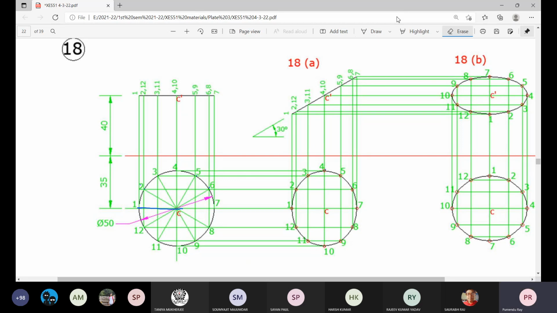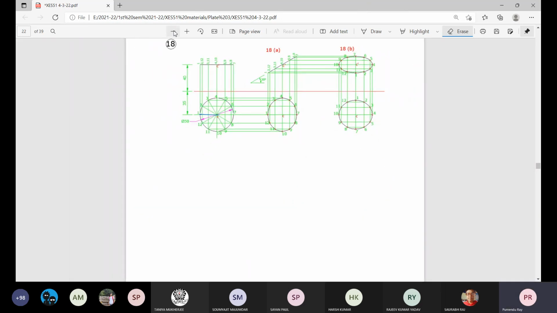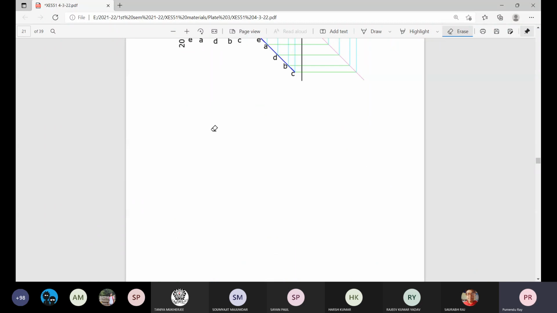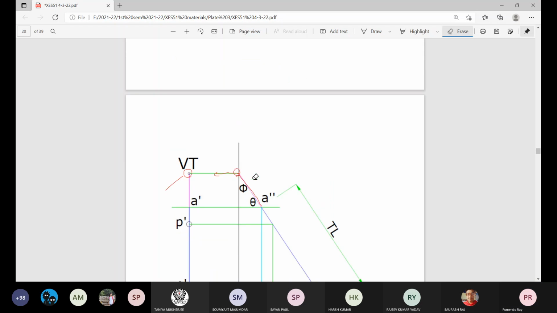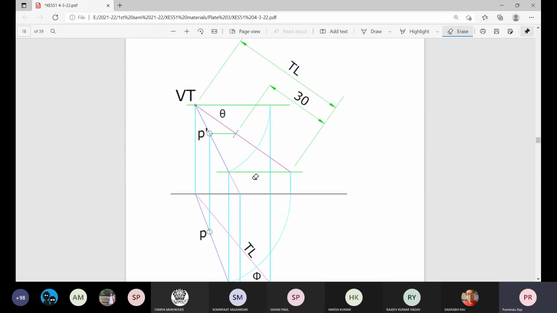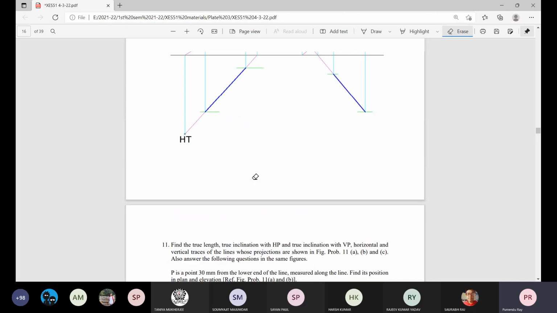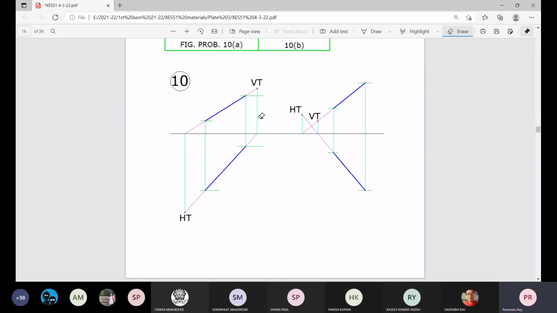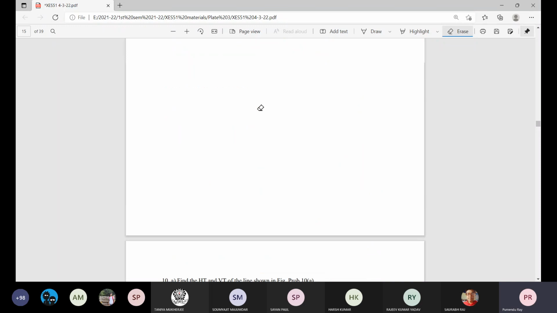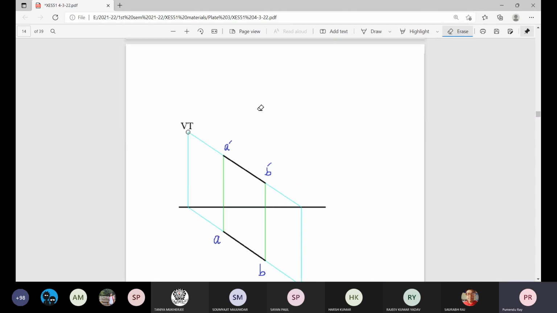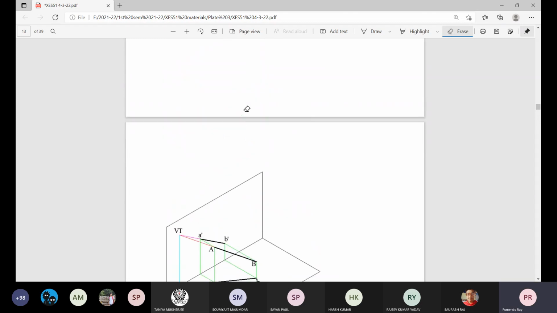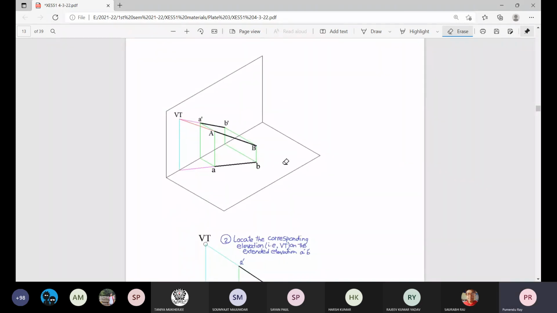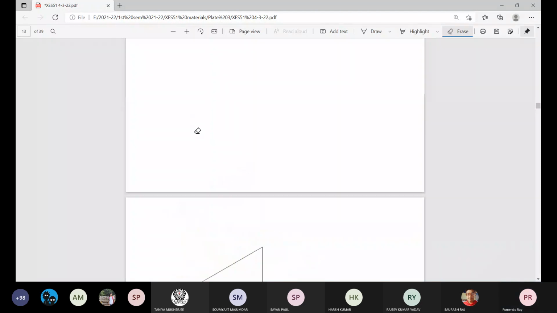So that is for the curved boundary. And let me see if any other curved boundary or straight boundary problem we have done or not. This is the pentagonal boundary. That is for the straight line 11. It is for the straight line 10 to find HT, VT, etc. All these are very simple. For visualization, you can make yourself this type of diagram.